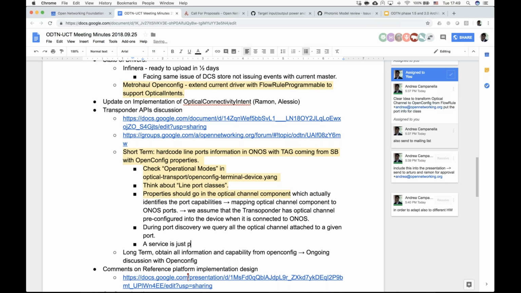Yeah, there is also an administrative state, I think that is called in the line port that allows you to turn on and off the laser, I think. Okay, that would be great. The more we can document, the better, because when we implement, we like to have clear specs, but I think it's clear what we have now.